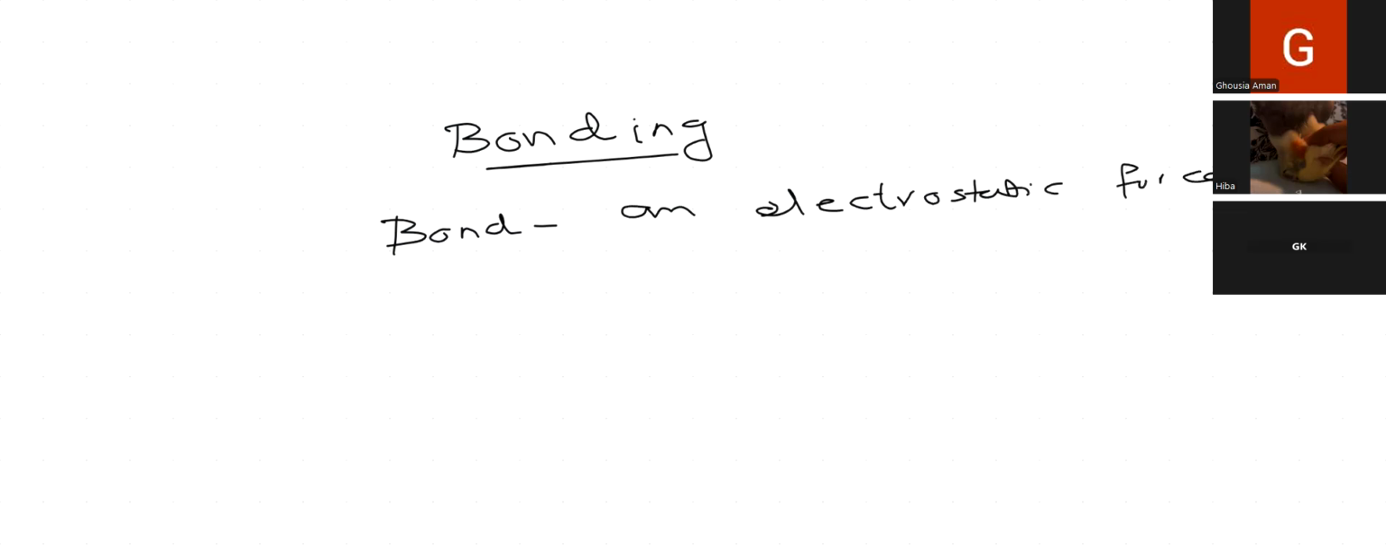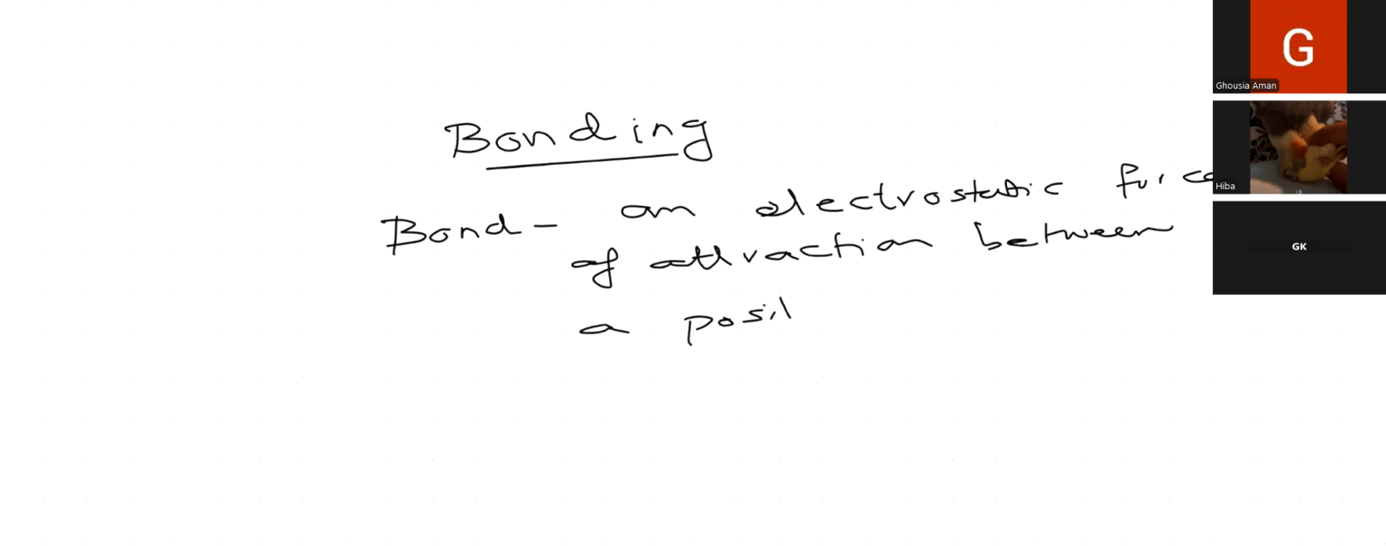Okay. So what is the meaning of electrostatic? Electrostatic means between a positive and a negative particle. So if one particle is positively charged and the other particle is negatively charged, they start attracting each other. And this attraction is called a bond.